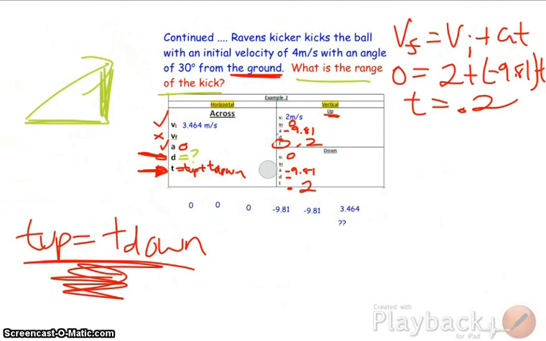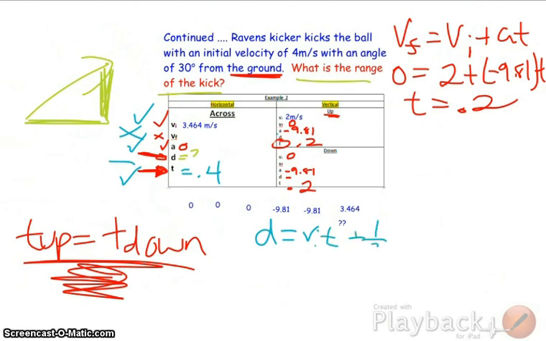Time up equals time down. So our total time, time up plus time down, is going to be 0.2 plus 0.2. So that's going to equal 0.4. So now we know T, A, and VI. We can find D by using the equation without VF. So D equals VIT plus 1/2 AT squared.